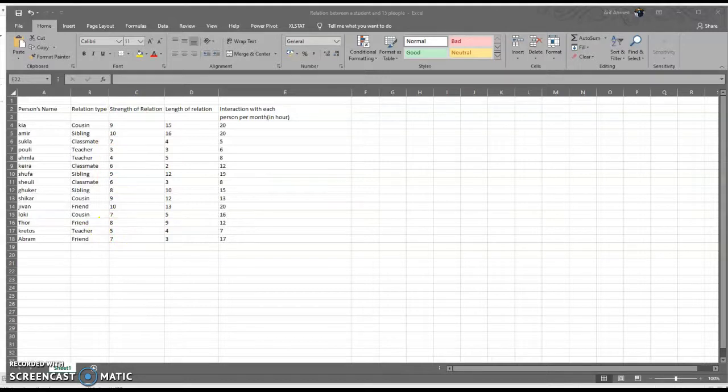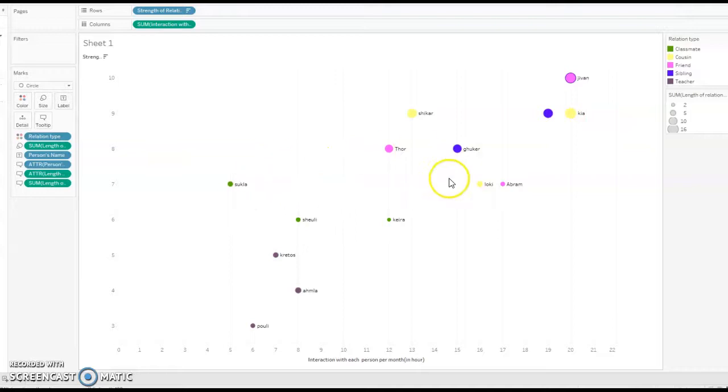Here the dependent variable is the strength of relation, and the independent variables are the interaction with each person per month and the length of relation. I plotted the data in this scatter plot. On the x-axis I plot the interaction with each person per month, and the y-axis is the strength of the relations. I made the color the relationship type: green for classmate, yellow for cousin, purple for friend, blue for sibling, and brown for teacher.